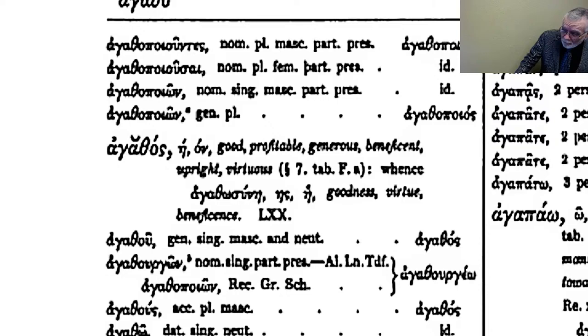But then see, agathosune means goodness or virtue or beneficence. And you see, agathu is from the root word agathos. So if you saw agathu, you would go up to agathos, the first one. Agathos itself. But down here, agathu is genitive, singular, masculine, and neuter. So it could be used in a sentence that had a masculine subject, but you could also use it with a neuter subject.